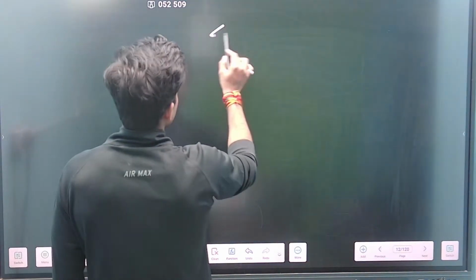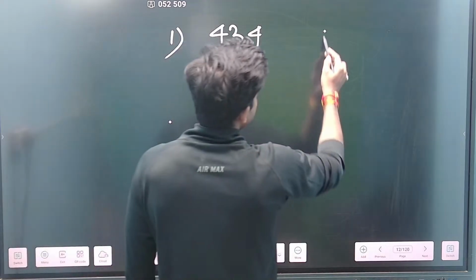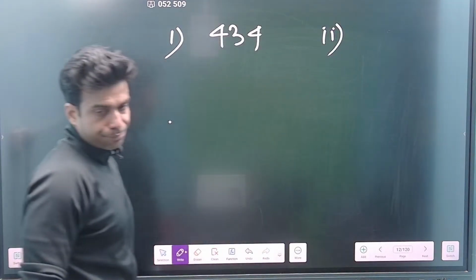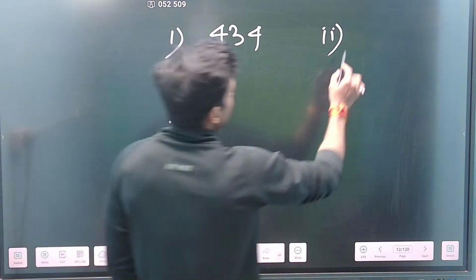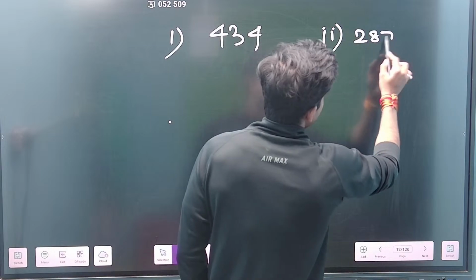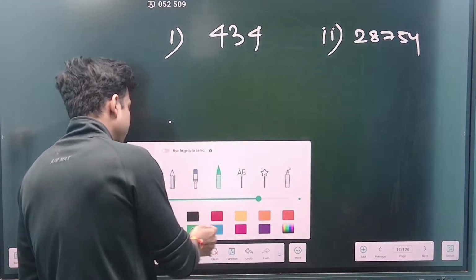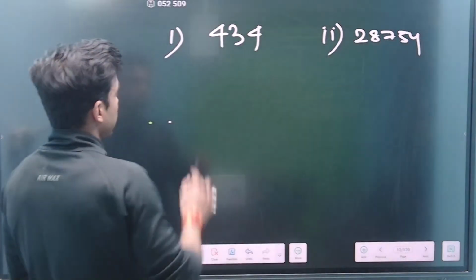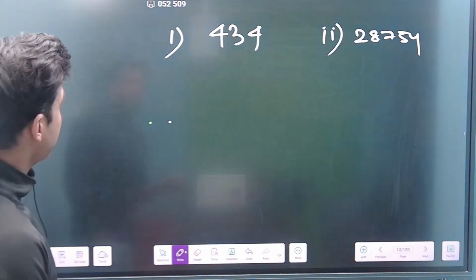Let's take an example like 434. Can you do it? Come on guys, can you do it? Let's take a second example. If you guys are watching me, can you do it? I would say 28754. Try doing it, everyone. Try by yourself and then watch whether I am doing it right or not. Don't try with me, try yourself first and then watch whether I am doing it right.